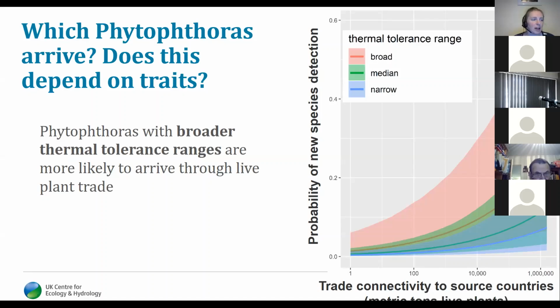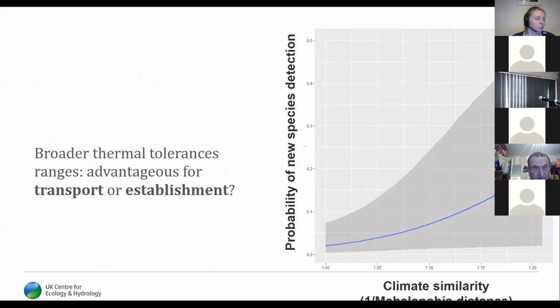So the different coloured lines in this figure show the responses to trade among species with broader, median and narrow thermal tolerance ranges based on their growth curves in the trait database. The species with broader thermal tolerance ranges are more likely to arrive as import volumes increase. So it's possible that broader thermal tolerance ranges allow species to tolerate the kind of more extreme and variable conditions during transport, but it's not clear from our analysis whether this trait is more important at the transport stage or the establishment stage, or for both.